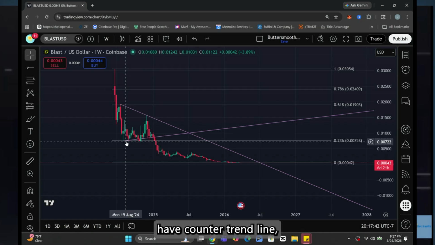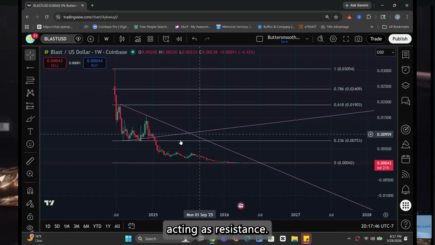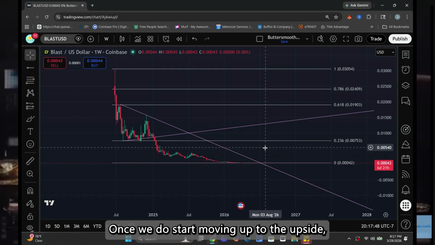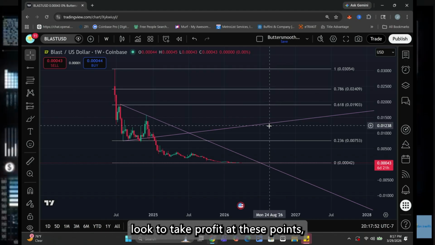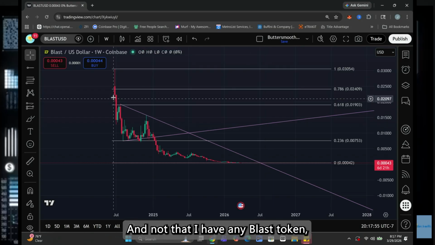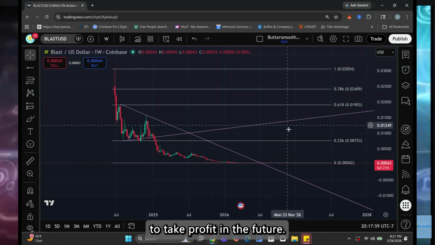Then we also did have a counter trend line, which is now a trend line acting as resistance. Once we do start moving up to the upside, we could definitely potentially look to take profit at these points. Not financial advice, and not that I have any Blast token, but definitely would be a good spot to take profit in the future.